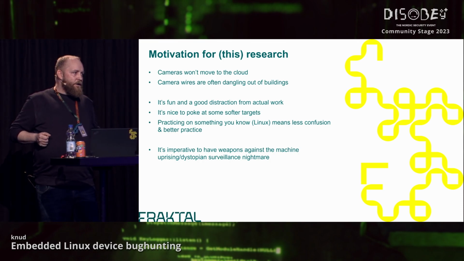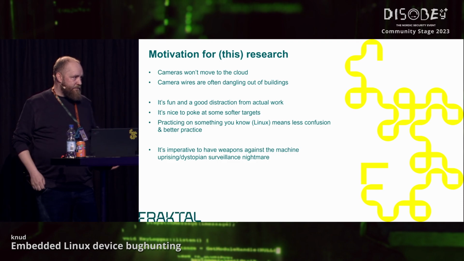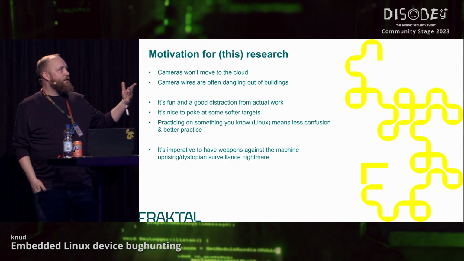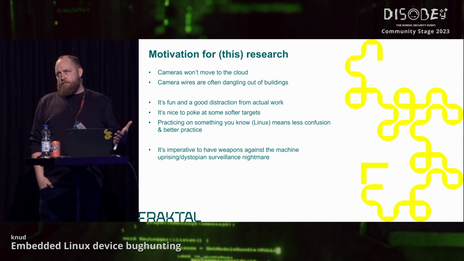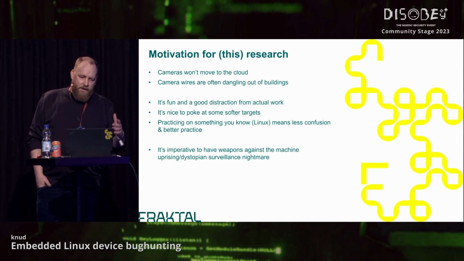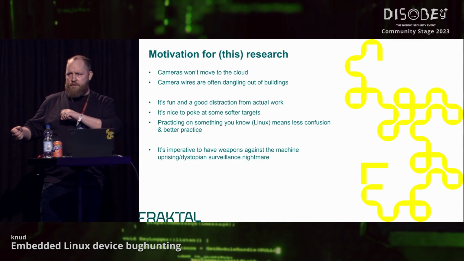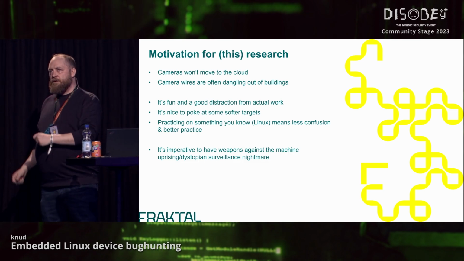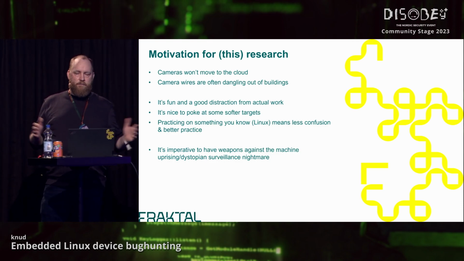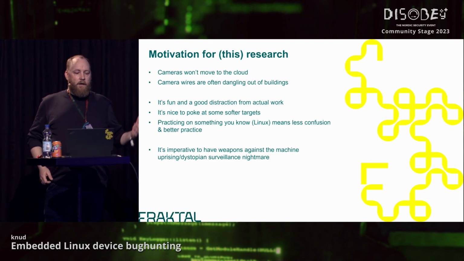I have some red teaming background, and the camera wires often dangle out of buildings, and that makes them, in my opinion, quite a juicy target, because you can cross the trust boundary from you being on the outside of the building to being on the internal network, depending on how it's set up.